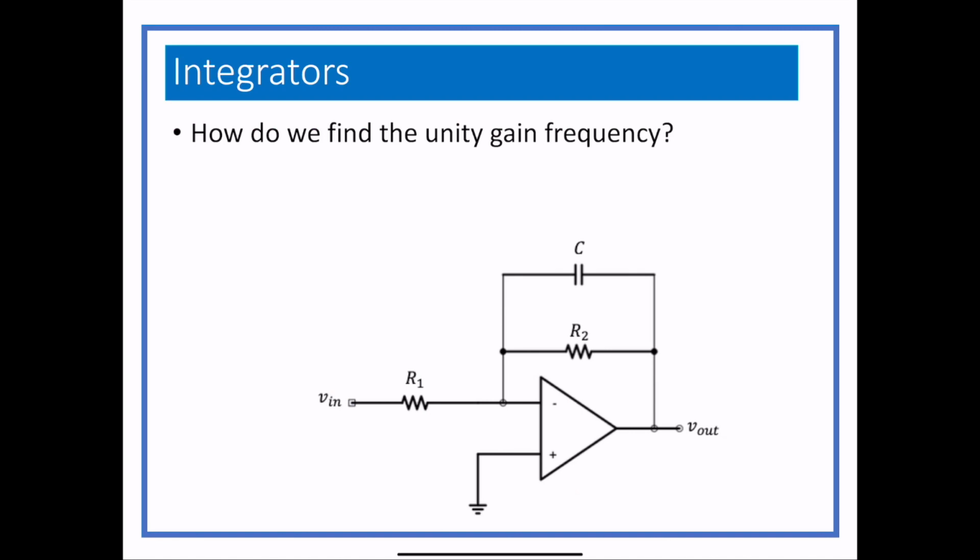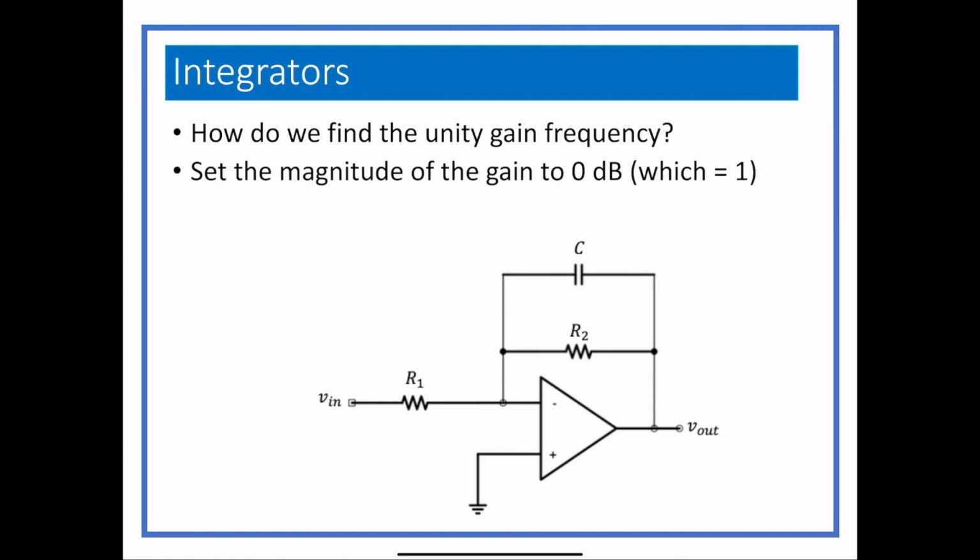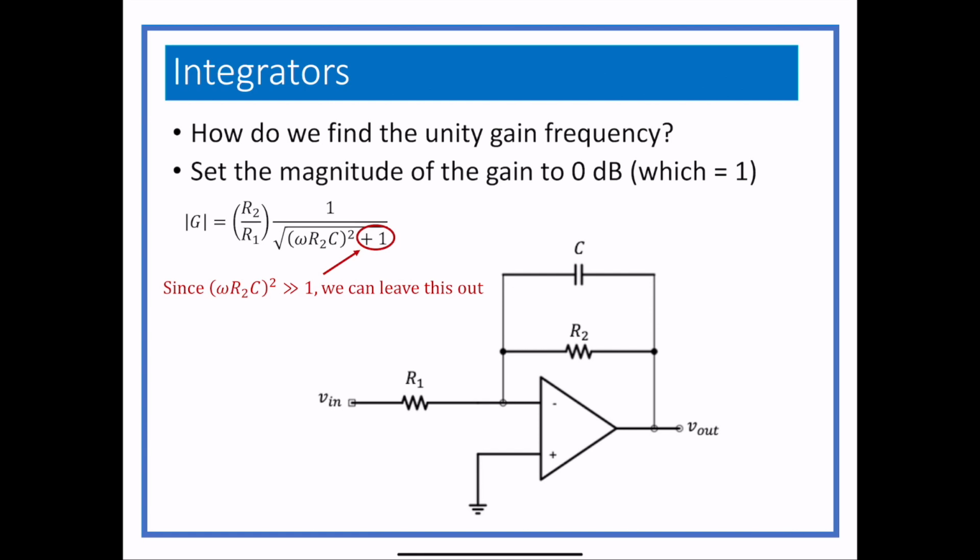So we know how to find the break frequency, but how do we find the unity gain frequency? Well, we set the magnitude of the gain to 0 dB. We already know what the gain of this circuit is because we already did that last time. So 0 dB is 1, so we take that gain equation and set it equal to 1. Now, omega R2C squared is way, way bigger than 1. So we're going to leave the 1 out. It makes the math a whole lot easier. So we neglect that 1, and say that it's approximately equal to R2 over R1 times omega R2C.